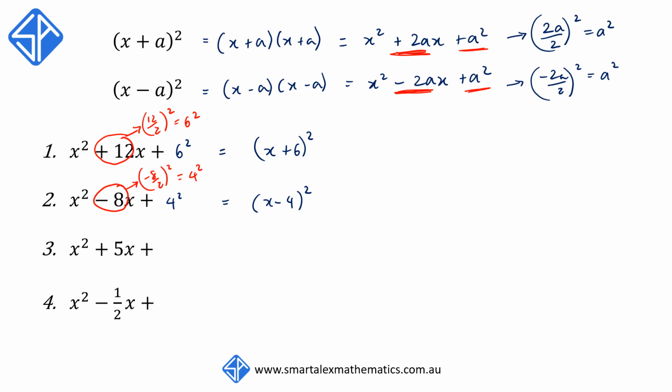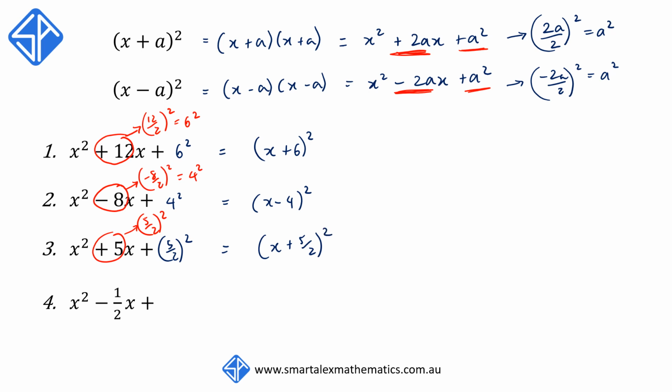The third one, x² + 5x. This time 5 is an odd number, but again we use the same process. Take the 5, divide that by 2 and square it. So we're going to add (5/2)² to the expression, and we can rewrite this as (x + 5/2)².